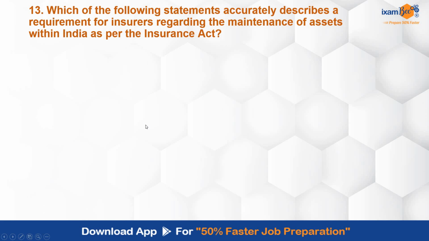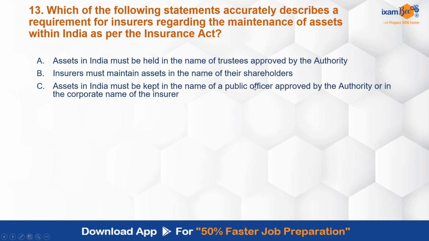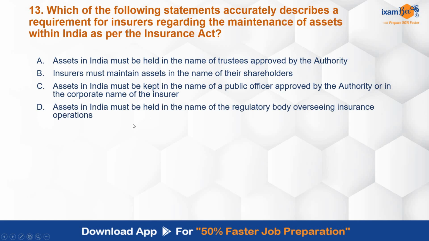Which of the following statements accurately describes the requirement for insurers regarding the maintenance of assets within India as per the Insurance Act? They must be held in the name of trustees approved by the authority, must maintain assets in the name of their shareholders. Assets in India must be kept in the name of public officer approved by authority or in the corporate name of the insurer. Assets in India must be held in the name of regulatory body overseeing insurance operations. No requirement has been specifically been laid down.